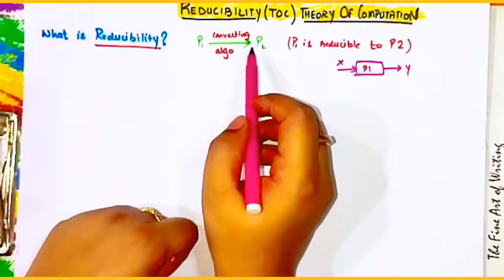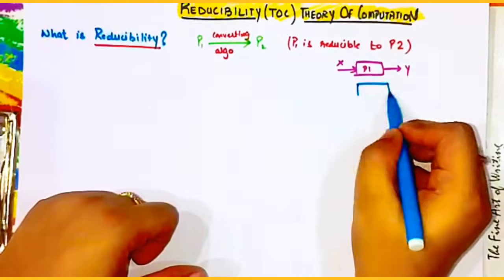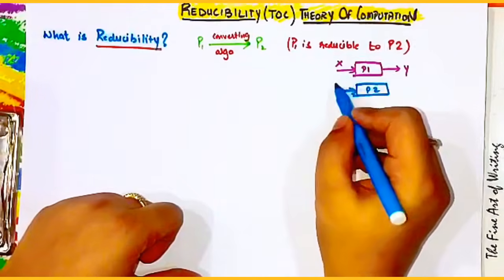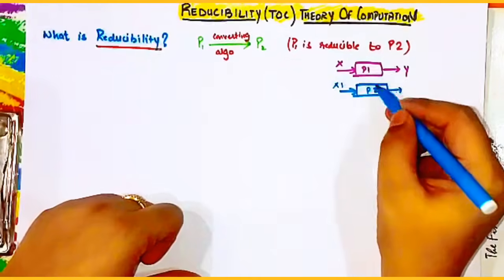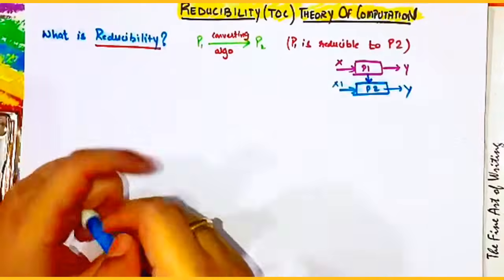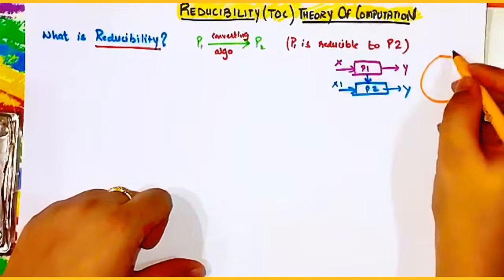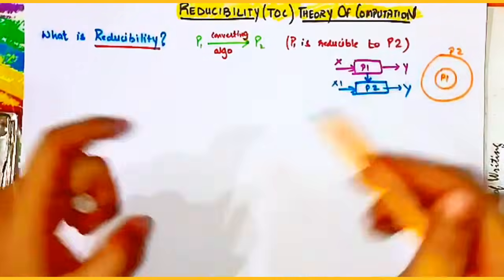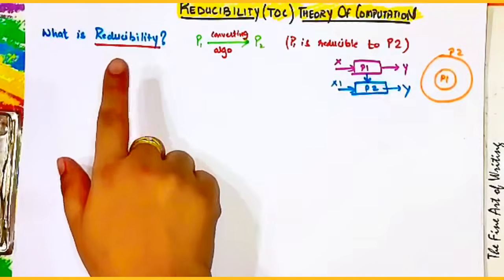Now if you have P2 problem, and on giving the same set of input, the same instances which you were giving to P1, if you are able to get the same output from P2, then we can say that P1 is reducible to P2. Means P2 is a larger set, this is P2, and P1 is a smaller set. Just remember this to have the knowledge of reducibility. Not more than this is required.